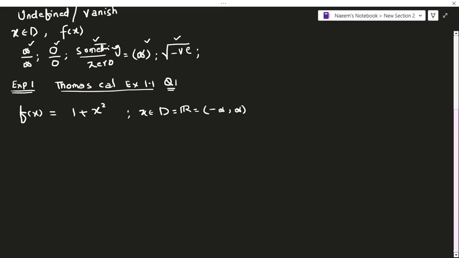First of all, you see that these functions are in rational form. These three are in rational form. Rational form means f of x is in the form of p of x over q of x. These kinds of functions are known as rational functions.